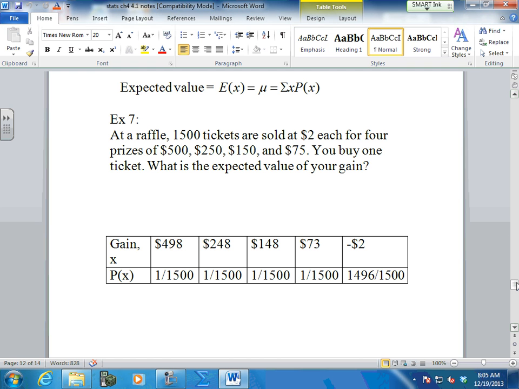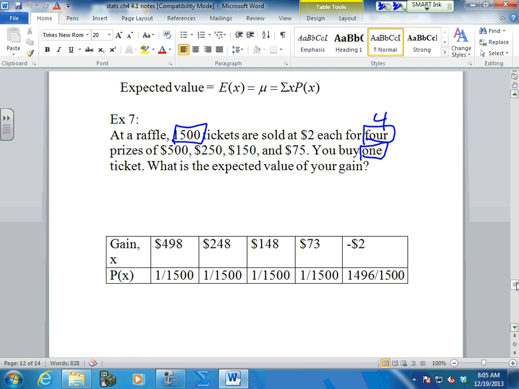So, at a raffle, there are 1,500 tickets that are sold at $2 each, and there are 4 prizes. 1,500 tickets, and there are only 4 prizes. The 500, 200, 150, 75. You buy 1 ticket. What is the expected value of your game?